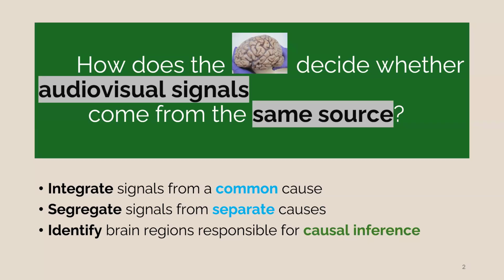Okay, so they are trying to answer this question: how does the brain decide whether audiovisual signals come from the same source? Same source in terms of their spatial physical location. So they are going to ask, can the brain integrate signals from a common cause? Can it segregate signals from separate causes? And if it does that, which regions of the brain are responsible for causal inference?